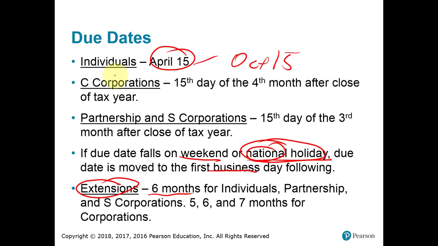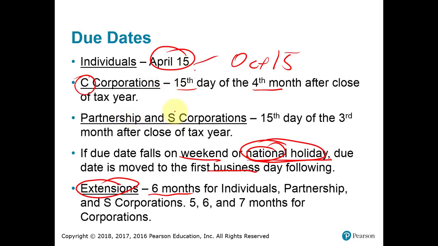If you're a corporation, a so-called C type, regular type corporation, your due date is pretty much the same for a calendar year corporation as an individual. It would be April, the fourth month, the 15th day for a calendar year corporation.